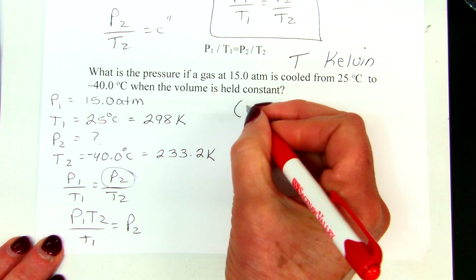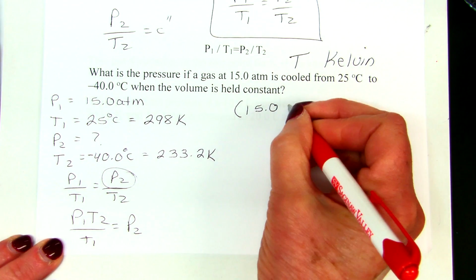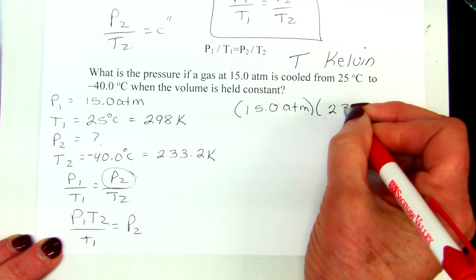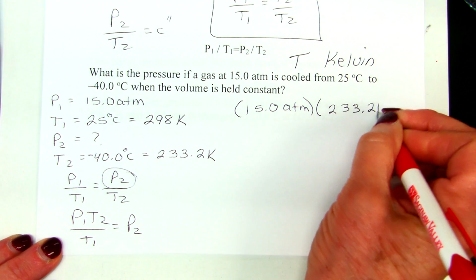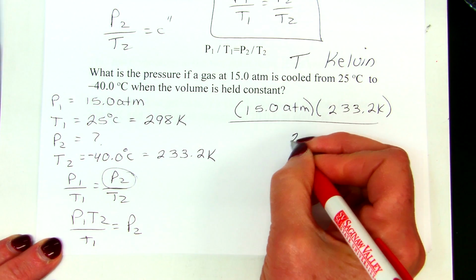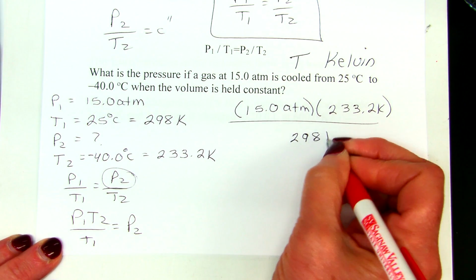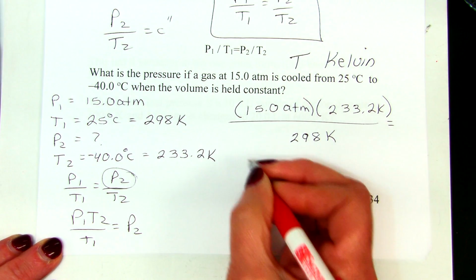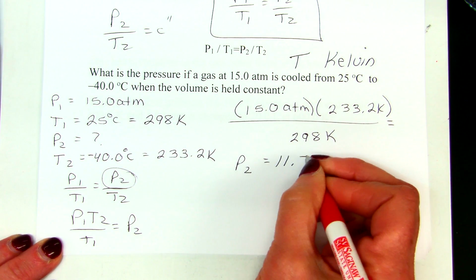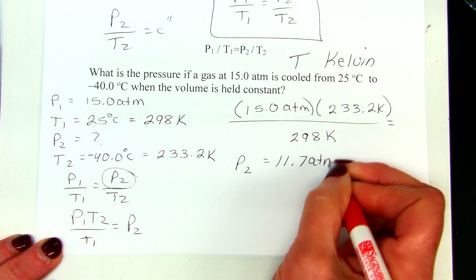My original pressure, 15 atmospheres, times my new temperature, 233.2 Kelvin, divided by 298 Kelvin, my original temperature, is equal to my new pressure, P2, 11.7 atmospheres.